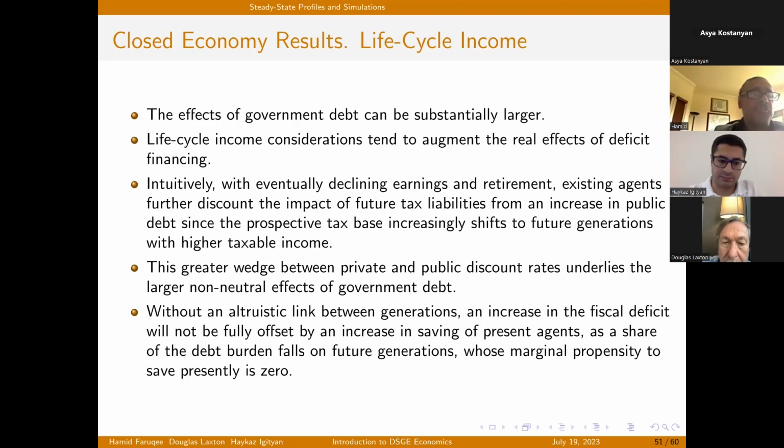intuition. In terms of the links between generations, we've effectively broken that altruistic link between generations in this version of the model. And so once you start introducing those life cycle features, and the effects of debt fall on future generations that you don't care about, you effectively can generate much larger real effects on the economy from changes in, say, public debt financing. Next slide, please.